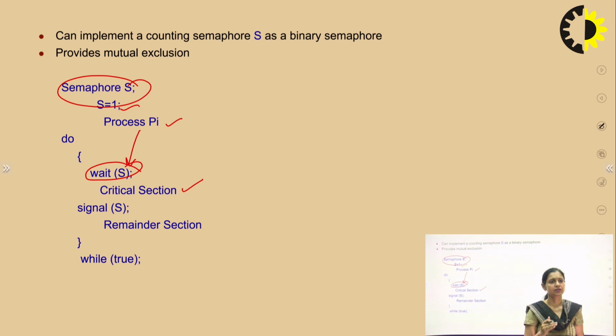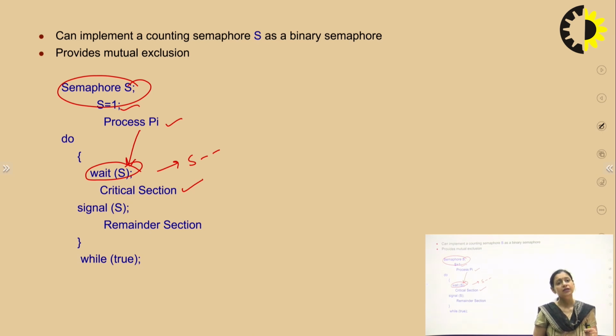Then only one process will enter into the critical section. Once that process enters into the critical section, the value of the semaphore is decremented, because we have seen the wait operation always decrements the value of the semaphore by 1. This tells the other processes that there is a process which has already entered into the critical section. Until and unless the semaphore value is incremented, no other process can enter into the critical section.